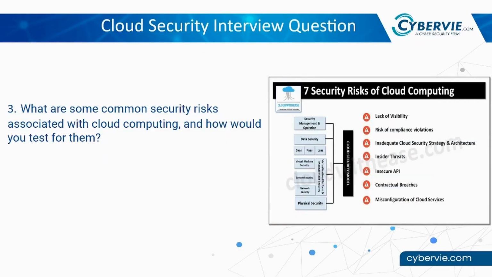Number 3. What are some common security risks associated with cloud computing and how do you test for them? Some of the common security risks are lack of visibility, risk of compliance violation, inadequate cloud security strategy and architecture, insider threat, insecure API, contractual breach, and misconfiguration of cloud services.